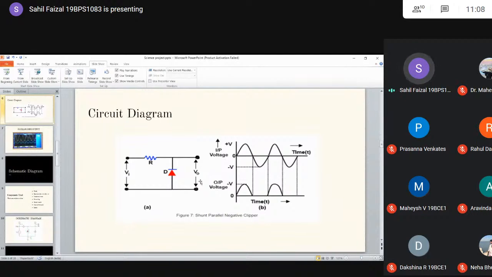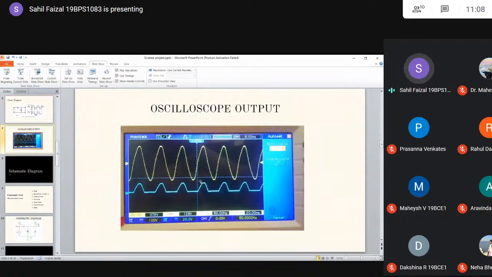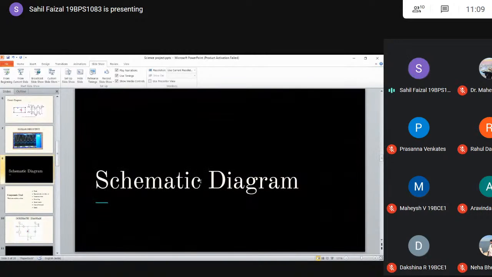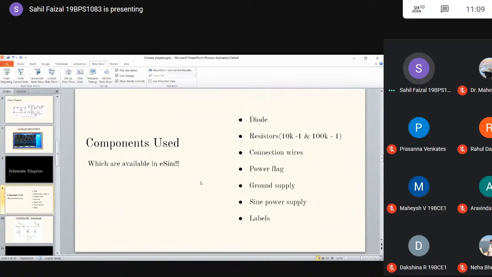I have also shown one oscilloscope output. The yellow colored waveform is the input waveform, and the blue colored one is the output that we are getting after passing through the negative diode clipper. For the schematic diagram, the components I've used are a diode, resistors of 10 k ohm and 100 k ohm, connection wires, power flag, ground supply, sine power supply, and labels.